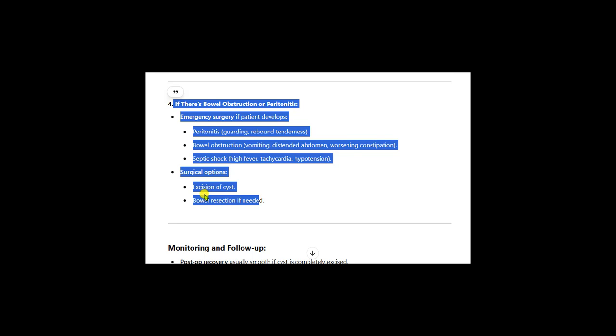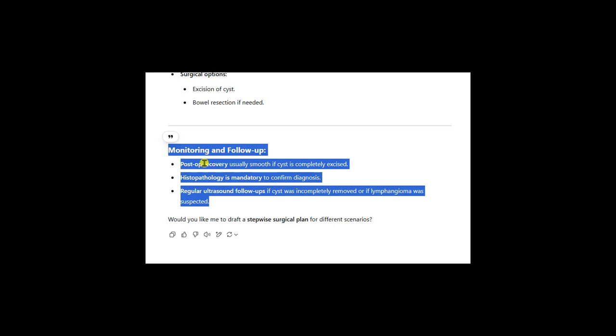Surgical options, excision of cyst. Bowel resection if needed. Monitoring and follow-up, post-op recovery usually smooth if cyst is completely excised. Histopathology is mandatory to confirm diagnosis. Regular ultrasound follow-ups if cyst was incompletely removed or if lymphangioma was suspected.